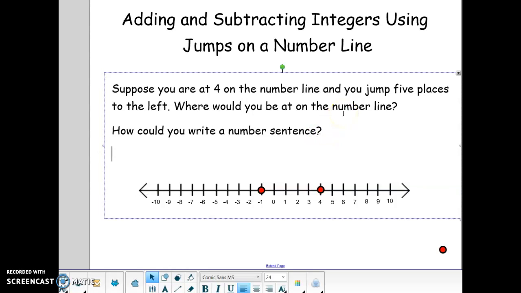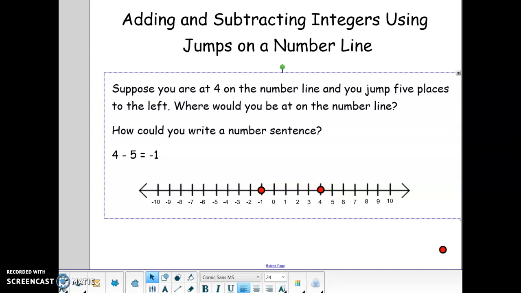So I'm at 4, that's where I start. I'm going 5 places to the left. So now I'm minusing 5. So my problem would be 4 minus 5 equals, and I end up at -1. So my answer is -1. So we would say that +4 minus 5 is a -1.